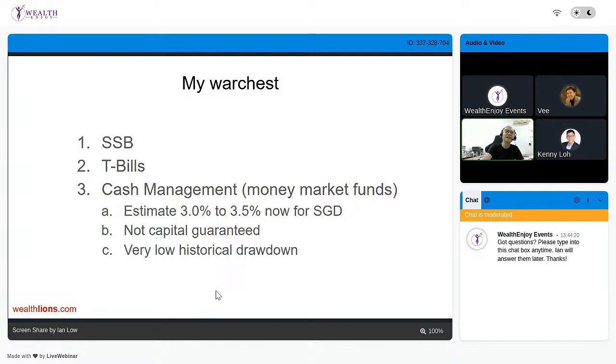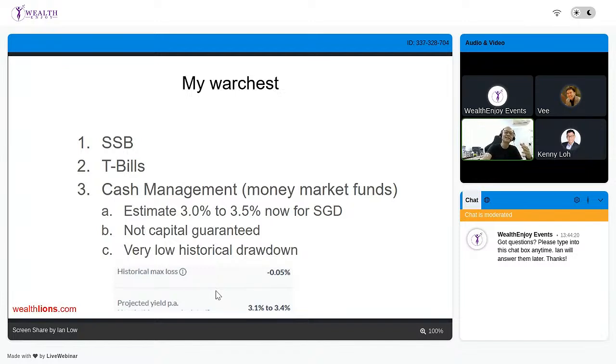T-bills, I will be exiting. I will no longer apply for T-bills, and those that mature, I will stop, and I will be buying into money market funds. All right. So I estimate between 3 to 5% for SGD, but note that it's not capital guaranteed, and it has some drawdown.